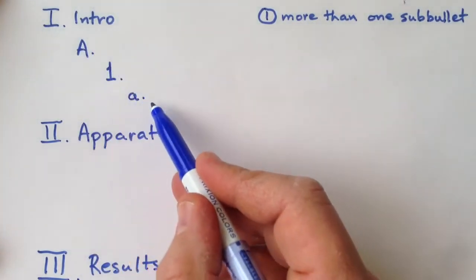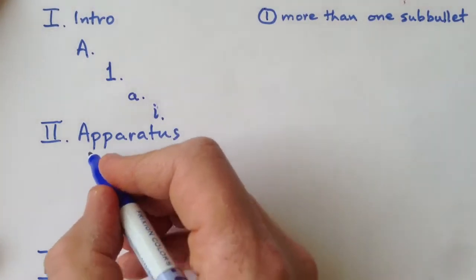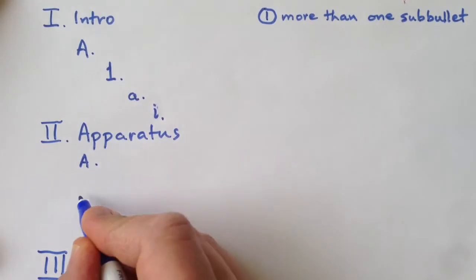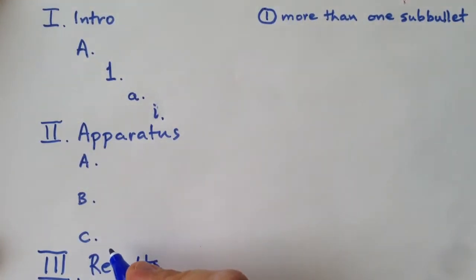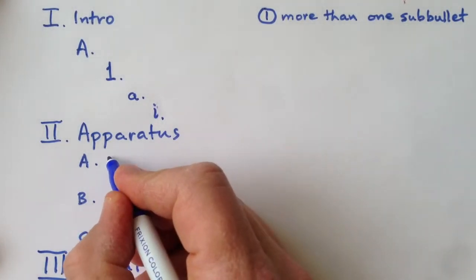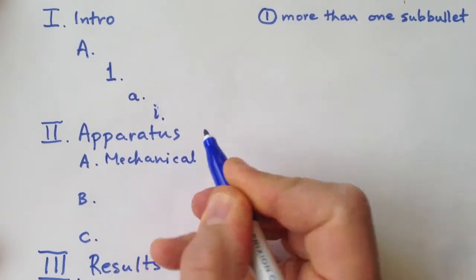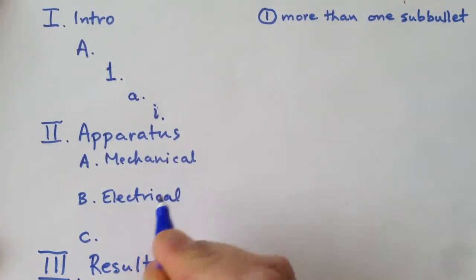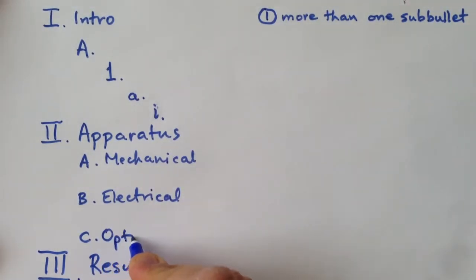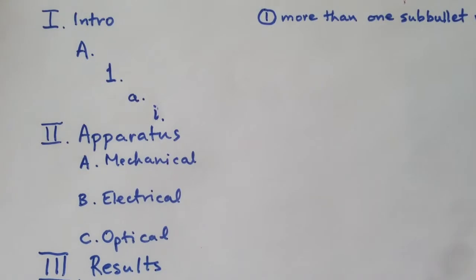So as I've drawn it here, it would not normally be okay. What you're going to want instead is something like this, A, B, C, where there's multiple sub-bullets within a heading. So under the apparatus, you might say, okay, well, the mechanical part of the apparatus, the electrical part, and the optical part might be your three subheadings. All right. So there we have more than one sub-bullet.